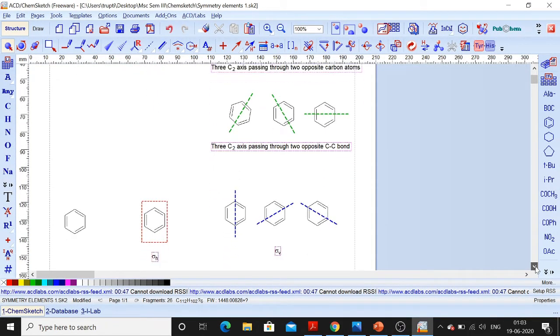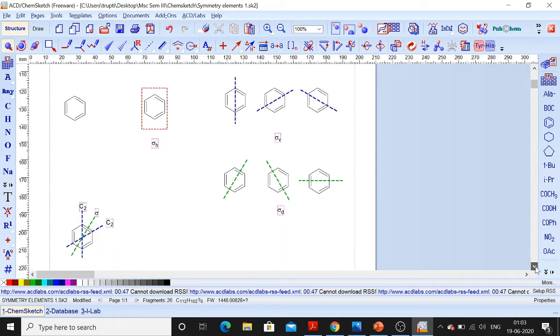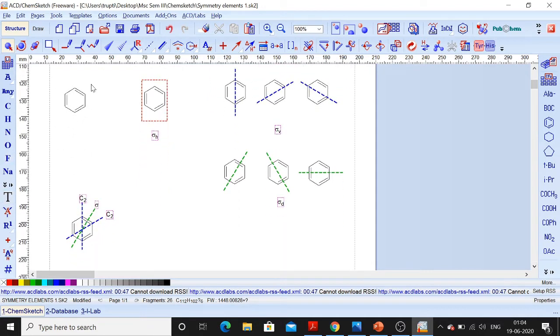Now if I see this particular benzene ring, as I told you, it's a planar structure. All carbons and hydrogens are present in one plane. So if you imagine this red one, this is a plane containing the carbon and hydrogen. So all the atoms are in one plane. So above and below, there is a symmetry. And that's why I can say this is a plane of symmetry.